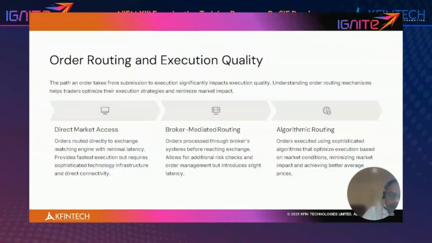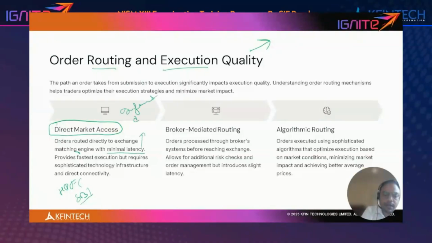So now, what is order routing and execution quality? What is DMA? DMA is direct market access. Say institutional traders like big banks like HDFC, SBI and other guys, right? They want direct market access. Why? Because they want minimal latency, that is, information delay. They don't want any information delay. Direct market access is those screens that you see which the brokers are using to trade on the market. So these institutional guys will always look for direct market access where they can place orders directly with the exchange.